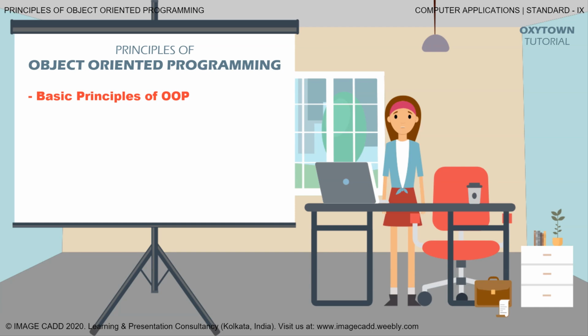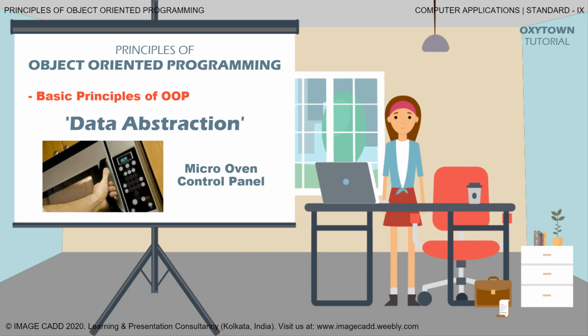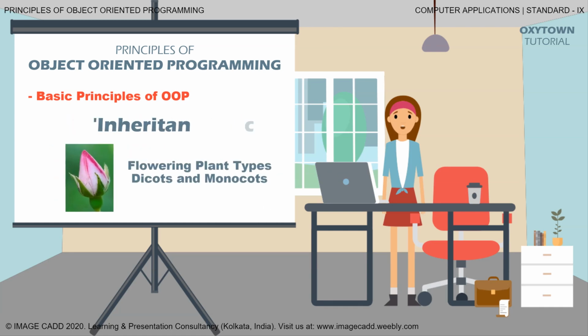Finally, our fourth subtopic, basic principles of object-oriented programming. First, data abstraction. Data abstraction helps a programmer to hide all but the relevant data about the object in order to reduce complexity and increase efficiency. For example, the control panel of a micro-oven hides all the unnecessary electronic complexity from the end user, focusing only on the user requirements.